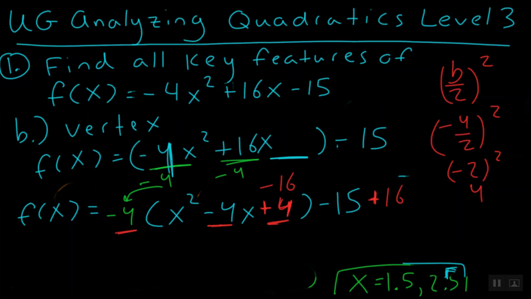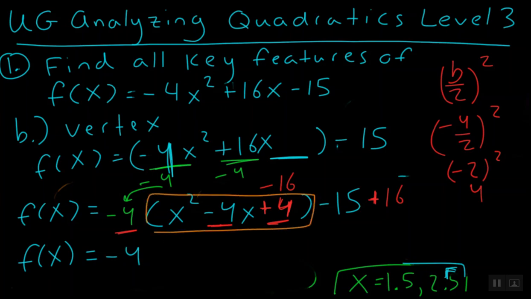And from here, I can kind of write my final form, my vertex form. So I write this, f of x equals negative 4, and I want to take my trinomial, which now has a perfect constant, and I want to write it as a perfect square. And I ask myself, well, what number adds with itself to be negative 4 and multiplies with itself to be positive 4? And it's always half of your b term. So half of negative 4 is negative 2. And of course on the outside I have negative 15 plus 16 is plus 1.